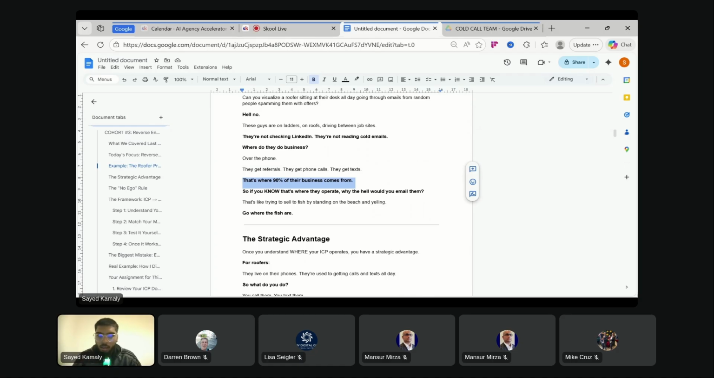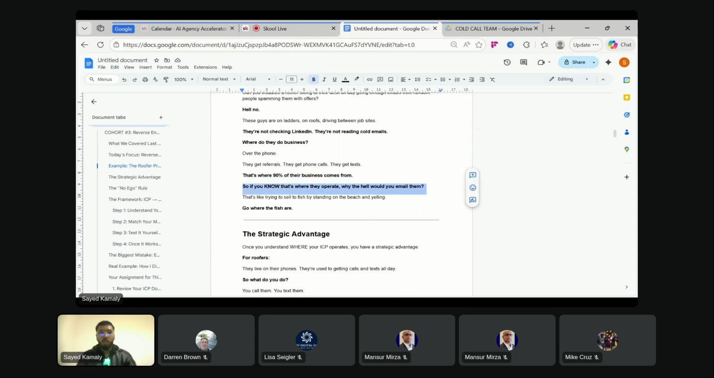They are not looking at their emails. So if we know that they are operating from their phone, if we know that 90% of their business comes from literally the handheld device that sits in their pocket, why the hell would I not just try to call them?